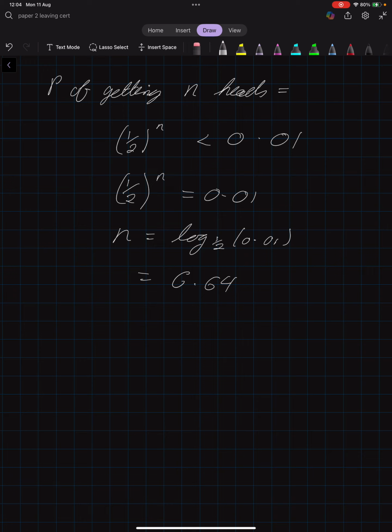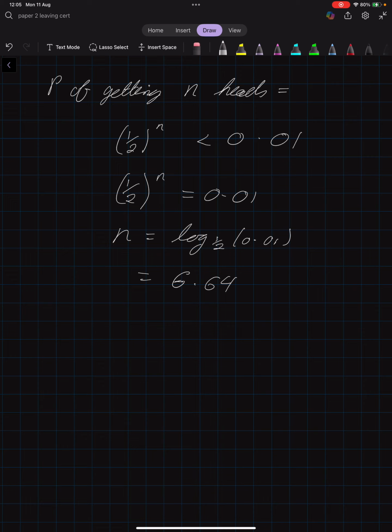So now, if n is equal to 6.64, I get exactly 0.01. I want to know, what value does n have to be for me to be less than 0.01? So do you think n has to go up to 7, or does n have to go down to 6? Now again, pause the video and think about it.